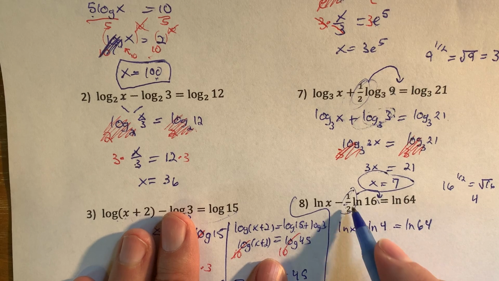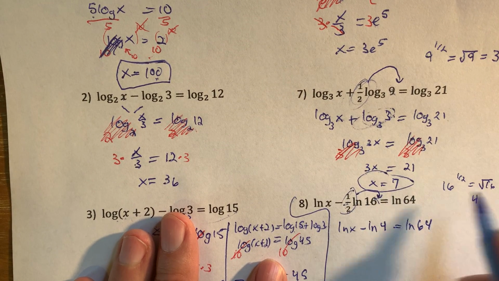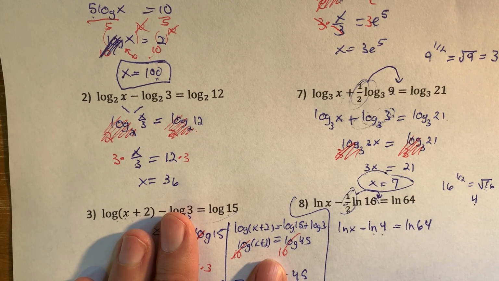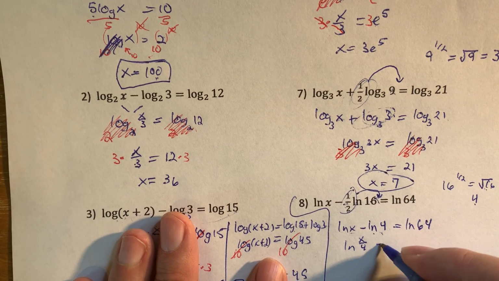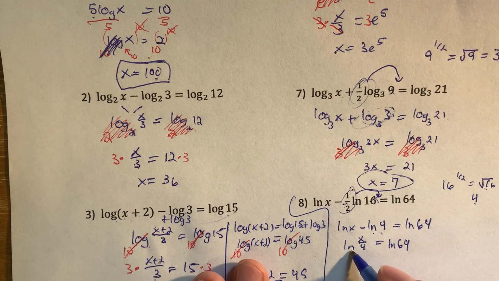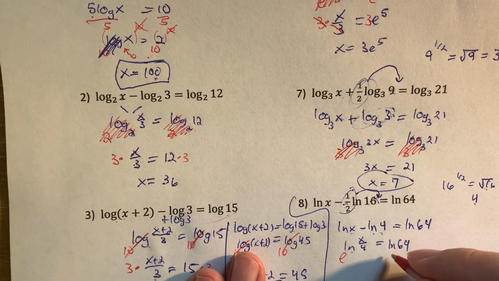We have two things, so we put this as an exponent. 16 to the 1/2 power was the square root of 16, and the square root of 16 is 4. And so this all became just natural log of 4. We have two natural logs we can combine. This is natural log of x divided by 4 using properties of logs. And we can now do e to the power of both sides.